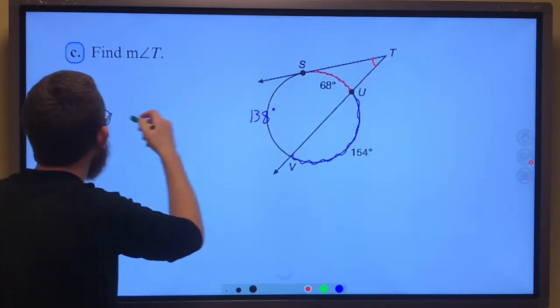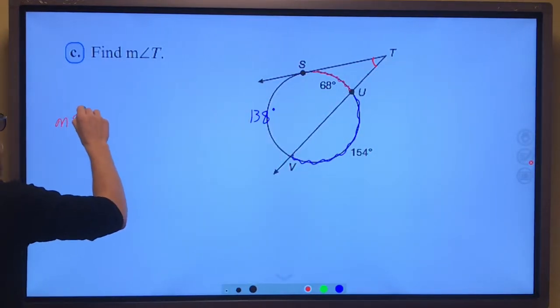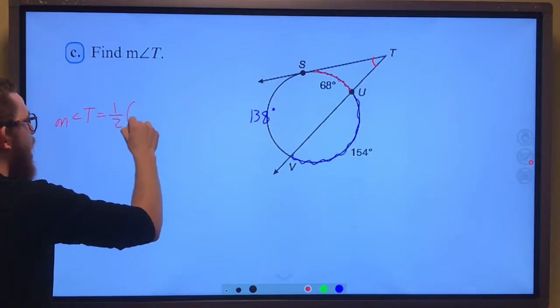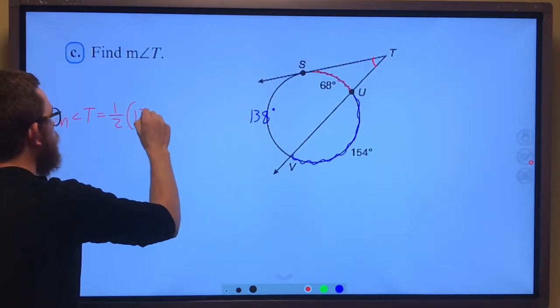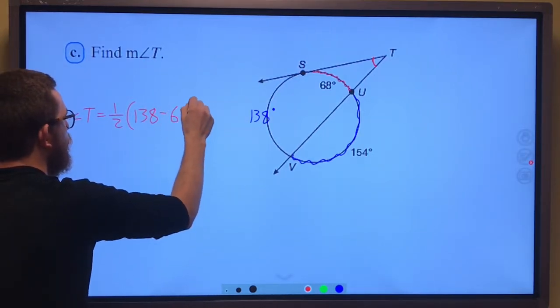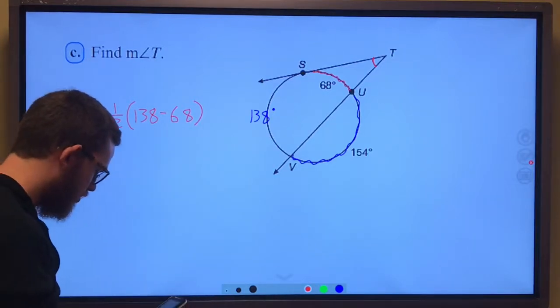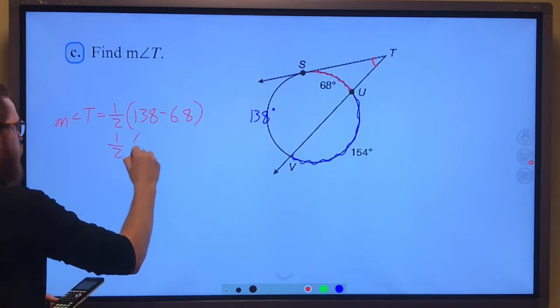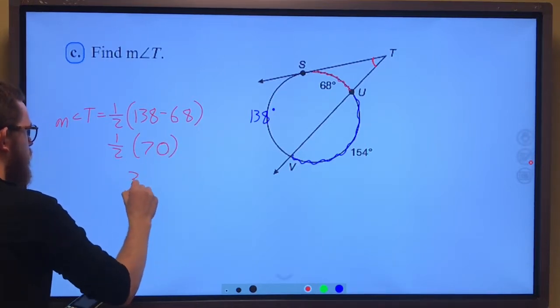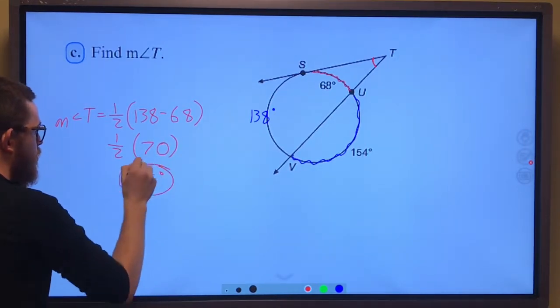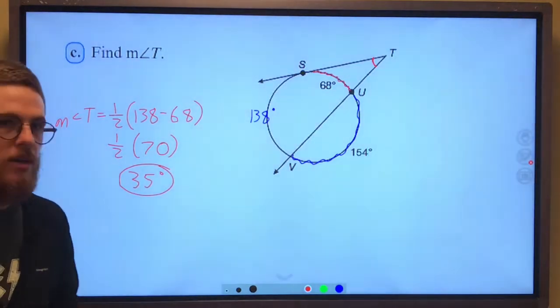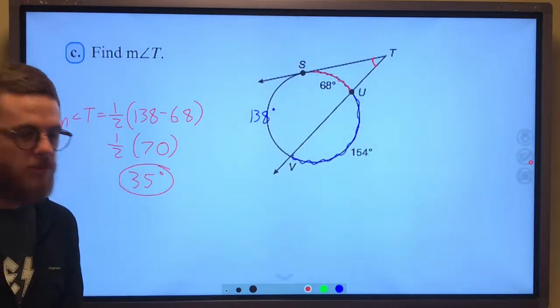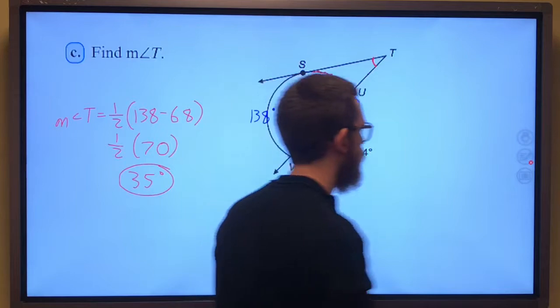Well, now I know if I want to find the measure of angle T, that exterior angle is going to be equal to half the difference of the two arcs that it creates. So we just slap that in there. Half of 70 must be 35 degrees. The measure of angle T is 35 degrees. It's that simple.